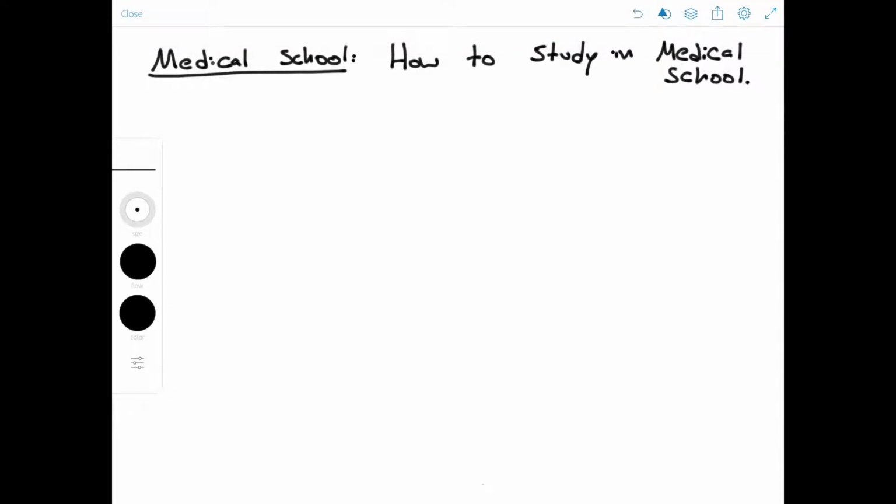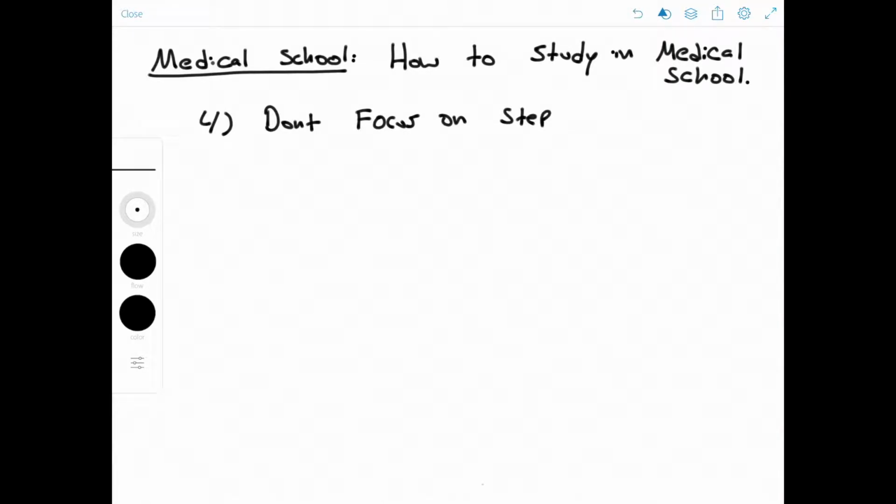All right, so now for the last point, I would recommend that you don't focus on Step 1 review at the beginning. Again, this is controversial. This is something that everyone has their own opinions on. I would recommend that you don't, because basically medical school is you studying for Step 1.